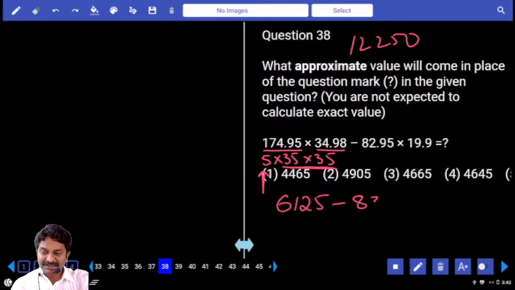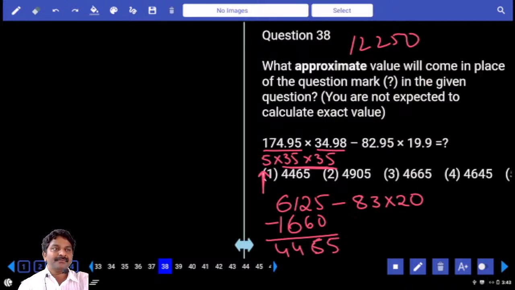From this, 83 how many times? 20 times. From this we have to subtract 1660 only. This is 65 here and then 44. Last two digits, first two digits.